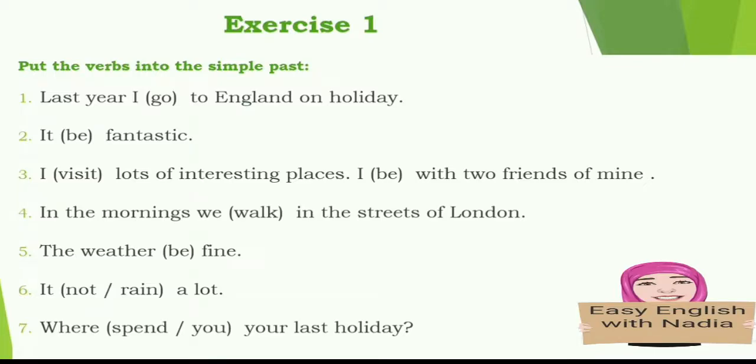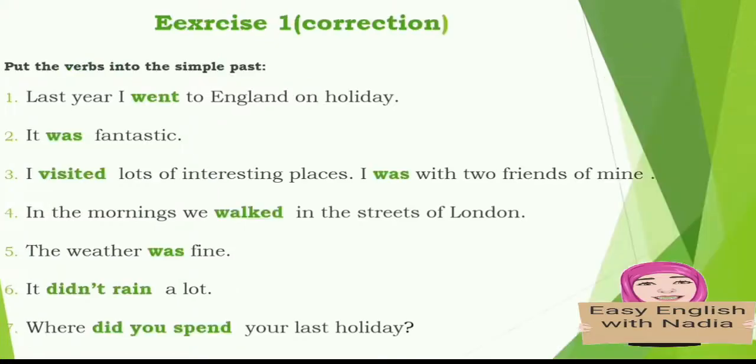Have you finished? Let's correct. Good. So, last year I went to England on holiday. It was fantastic. I visited lots of interesting places. I was with 2 friends of mine. In the mornings, we walked in the streets of London. The weather was fine. It didn't rain a lot. Where did you spend your last holiday?